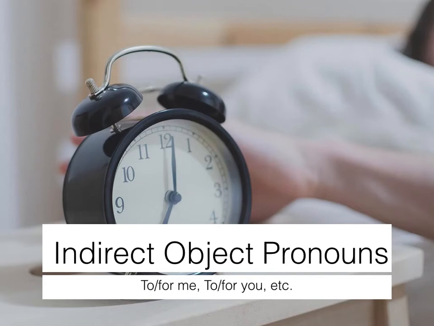In this section, we'll cover indirect object pronouns. Indirect object pronouns basically express to or for me, to or for you, to or for him or her or them. Okay, let's take a look at this.